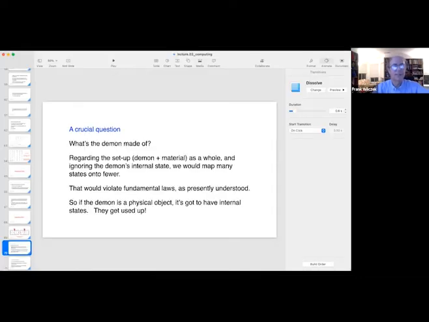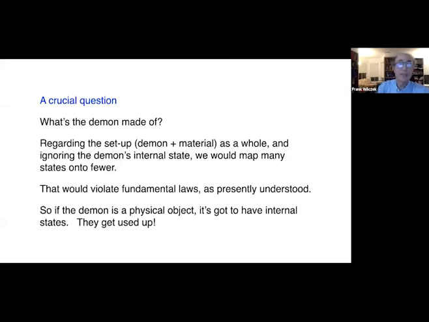We should ask the same question here that we asked in the context of the matrix or a simulated world. There we asked, what is the computer made of? Here we should ask, what is the demon made of? If we regard the complete setup of demon and material as a whole, and we ignore the demon's internal state, we would be mapping, that is, in this process where the demon is allowing the hot molecules through, but not the cold ones, we would be mapping many states of the original system onto fewer ones.